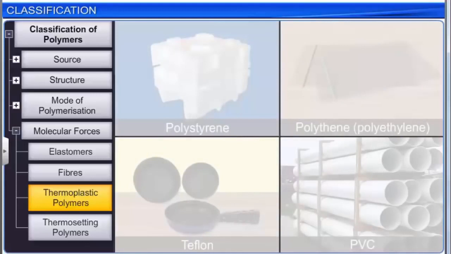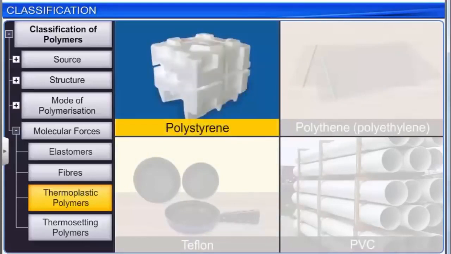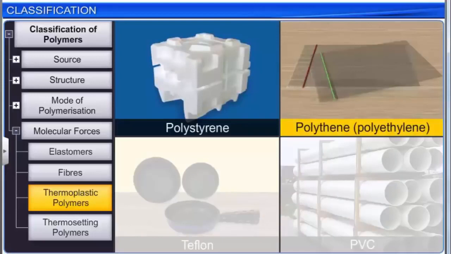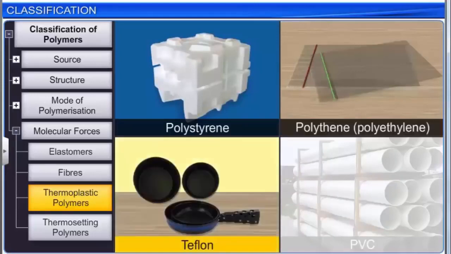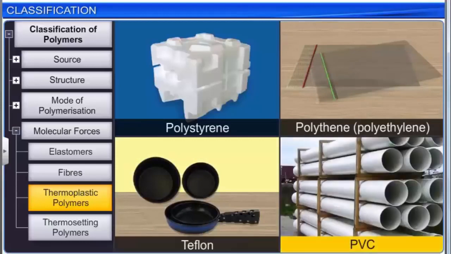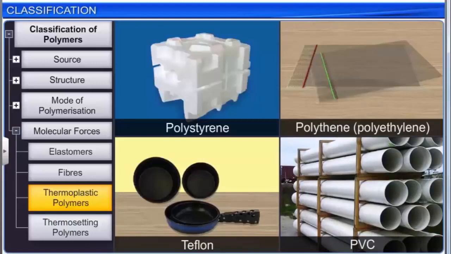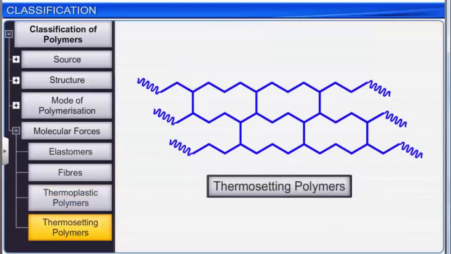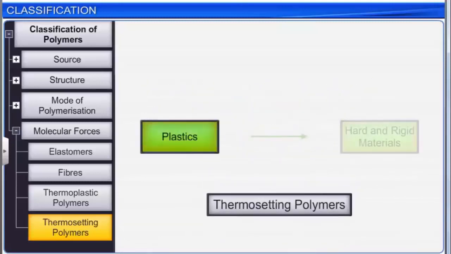Some examples of thermoplastic polymers are polystyrene, polythene, or polyethylene, and Teflon, and polyvinyls such as PVC. Thermosetting polymers, once set, harden permanently and cannot be reused. Plastics that change into hard and rigid materials upon heating are called thermosetting polymers.